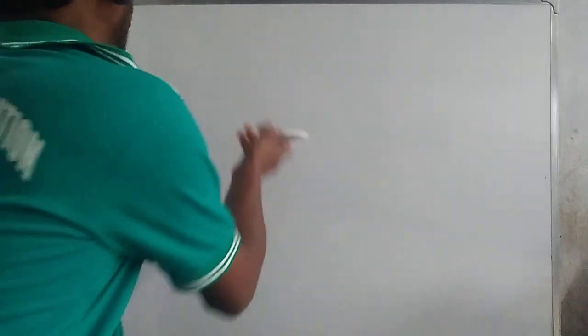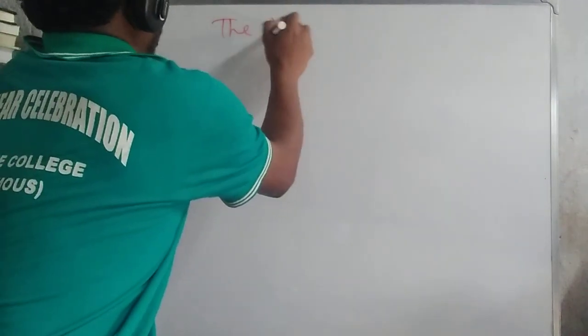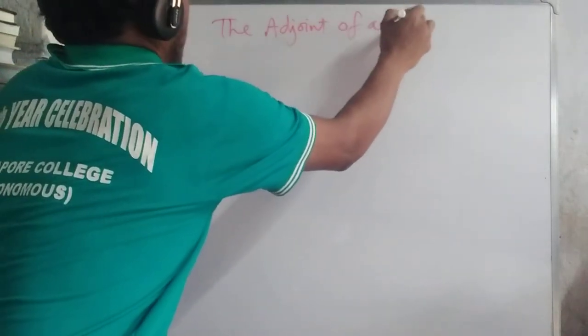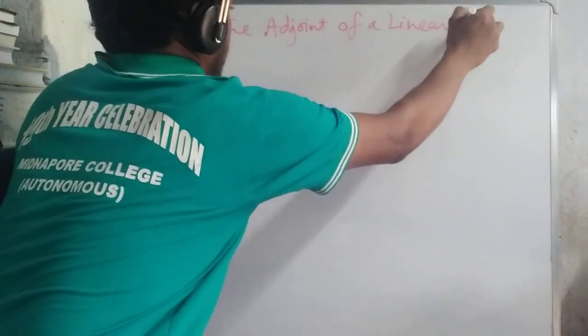Today I discuss an important topic related to linear algebra, especially the adjoint of a linear operator. We know about that, but here we also discuss it in a proper way.